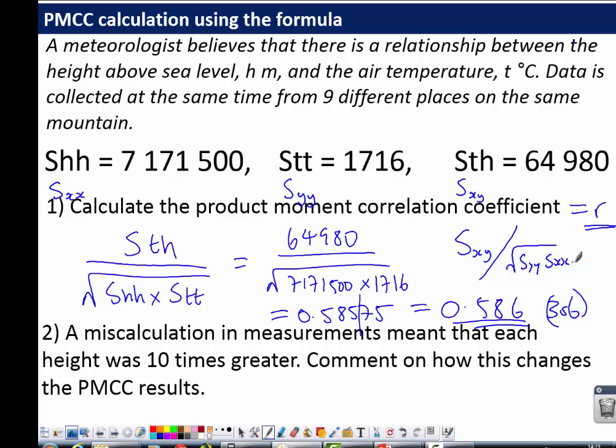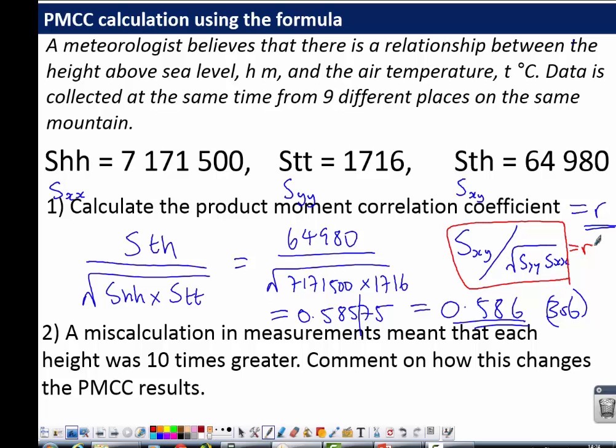An easy way of remembering is just remember the one that's different, where the 2 variables are different, so Sxy, or in our example Sth, is the numerator, and the denominator is the square root of the product of the 2 things that are Syy, Sxx, or in the other one Shh, Stt. Then you've got doubles there.